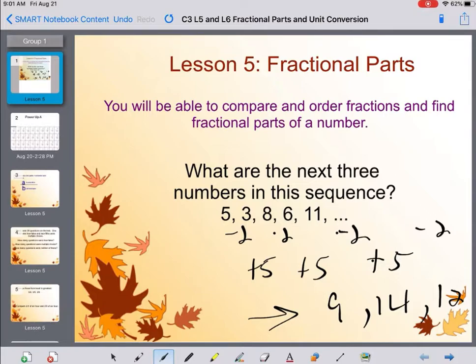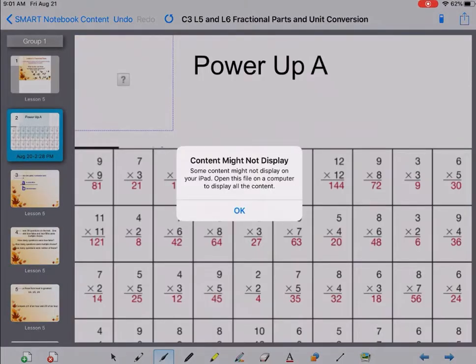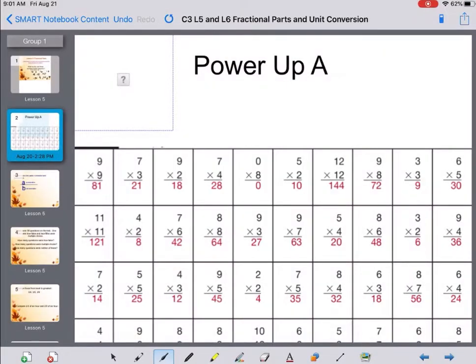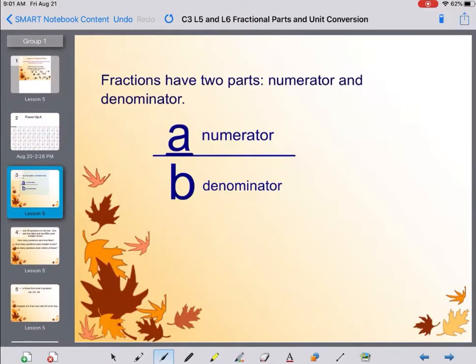The power-up, that was completed on a Google form. All right, fractions have two parts, a numerator and a denominator. Remember, the numerator sits on top of the denominator, so the numerator is up top, denominator is down below.